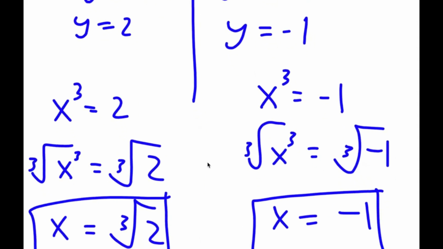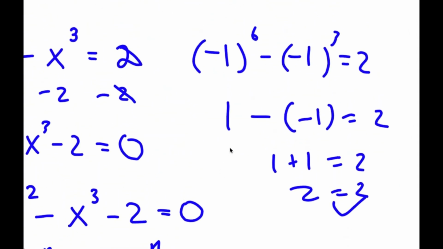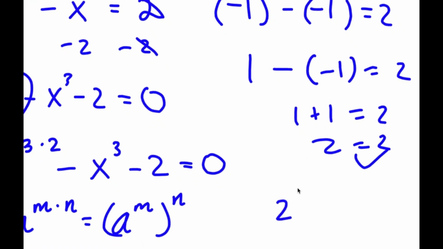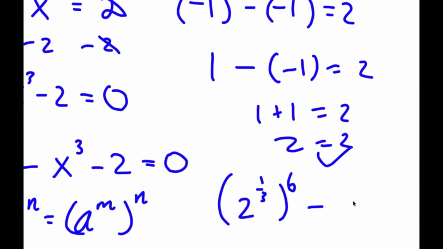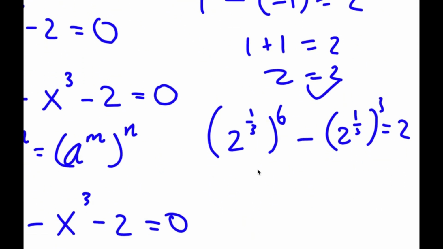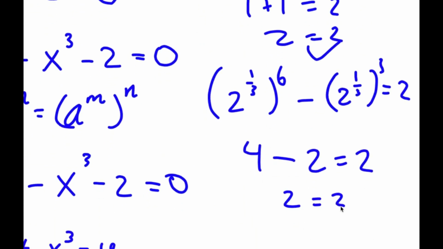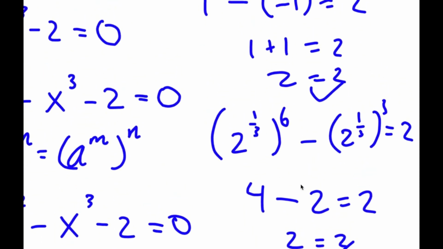And for the cube root of 2, if I plug in the cube root of 2, well, that's going to be 2 to the power of 1/3 to the power of 6 minus 2 to the power of 1/3 to the power of 3 is equal to 2, which is 4 minus 2 is equal to 2. 2 is equal to 2. So these two solutions are right.